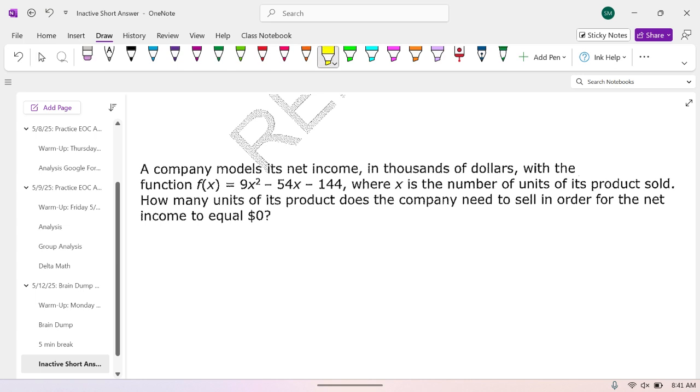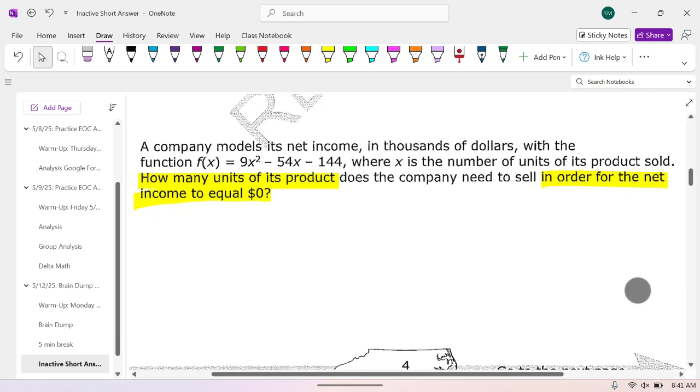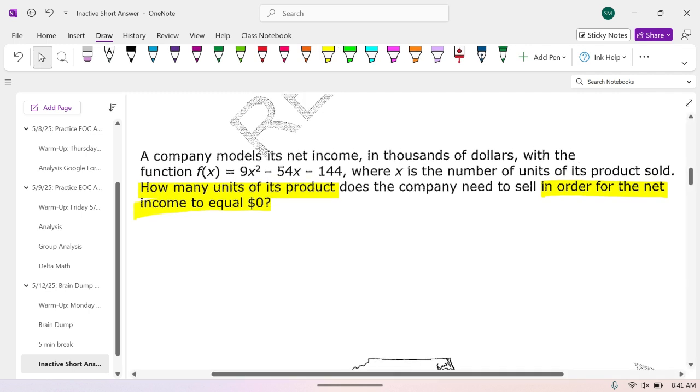Right. So let's break that down a little bit. So let's say we only want how many units of product does the company need to sell? We don't really need that. We only need how many units of product in order for a net income equal to 0. Those are the only parts that we need. Now, we can read it.